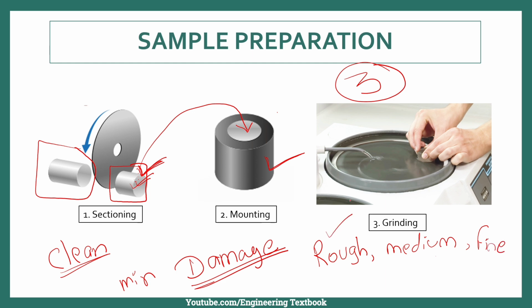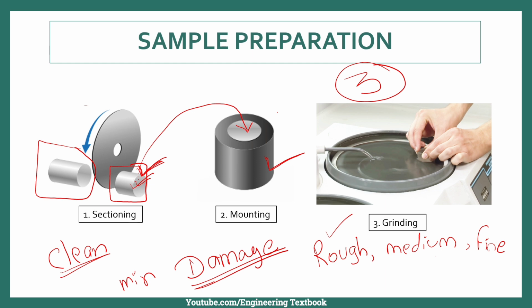Rough grinding is done to remove the cutting tool marks left on the specimen. Then, medium grinding is used to obtain a uniform ground finish. And lastly, fine grinding is used to obtain a smooth surface finish.